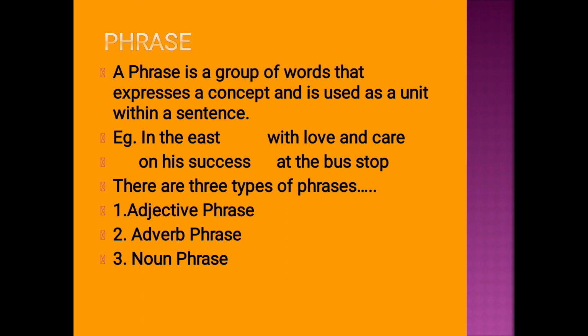Obviously it's a group of words, but it expresses a concept and is used as a unit within a sentence. Like if I say, in the east, with love and care, on his success, at the bus stop. Now this is also a group of words, but it does not have a proper sense. We use these phrases in our day-to-day life. You know, when we say, okay, go with the flow. Is there any subject and object in "go with the flow"? No. There is a concept, it can be a hidden concept, but it doesn't have a proper sentence structure.